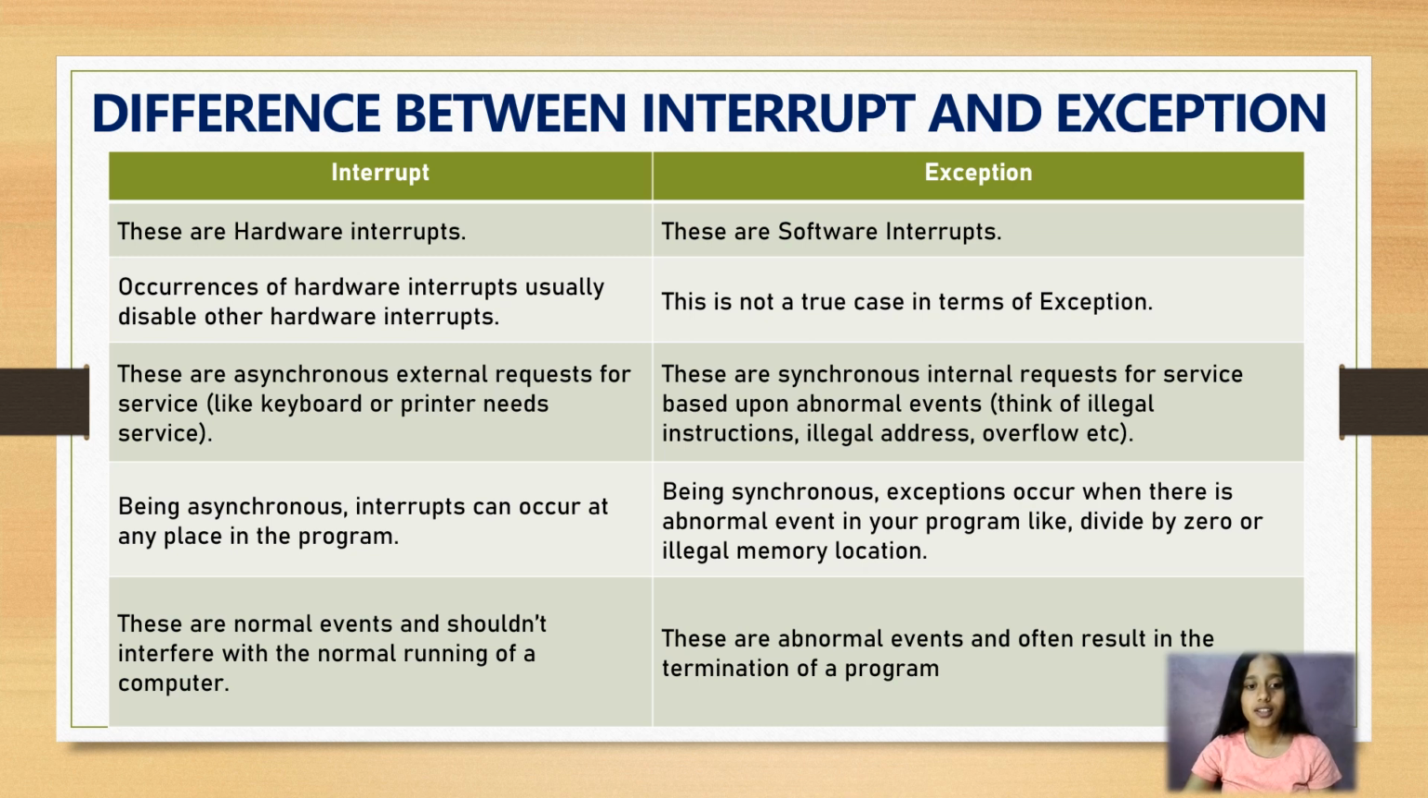Being asynchronous, interrupts can occur at any place in the program. But exceptions are synchronous and they occur only when there is an abnormal event in the program, like divide by zero, illegal memory location or illegal instructions. Interrupts are normal events and they shouldn't interfere with the normal running of the computer. Exceptions are abnormal events and they often result in the termination of the program.